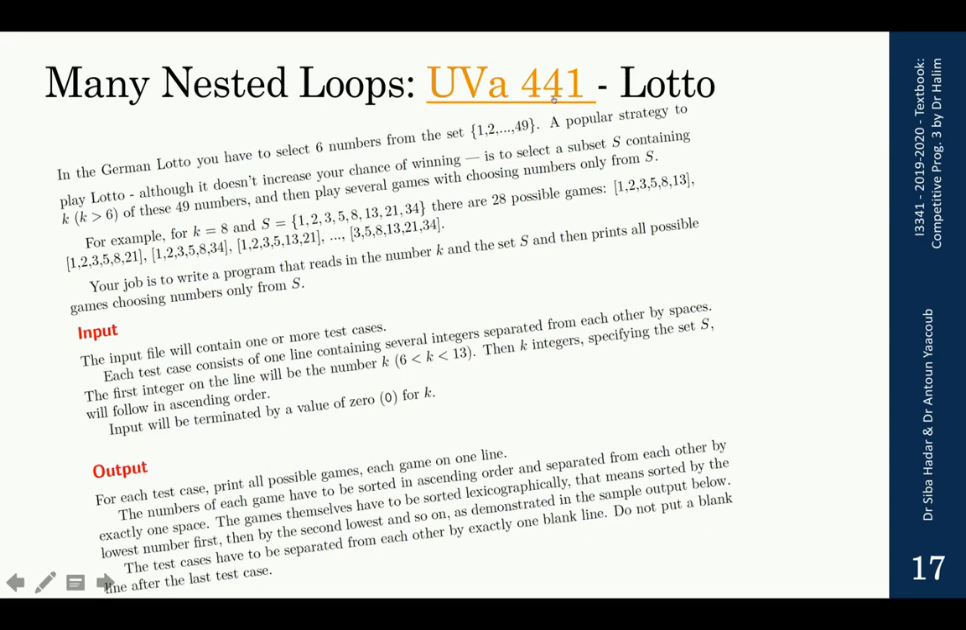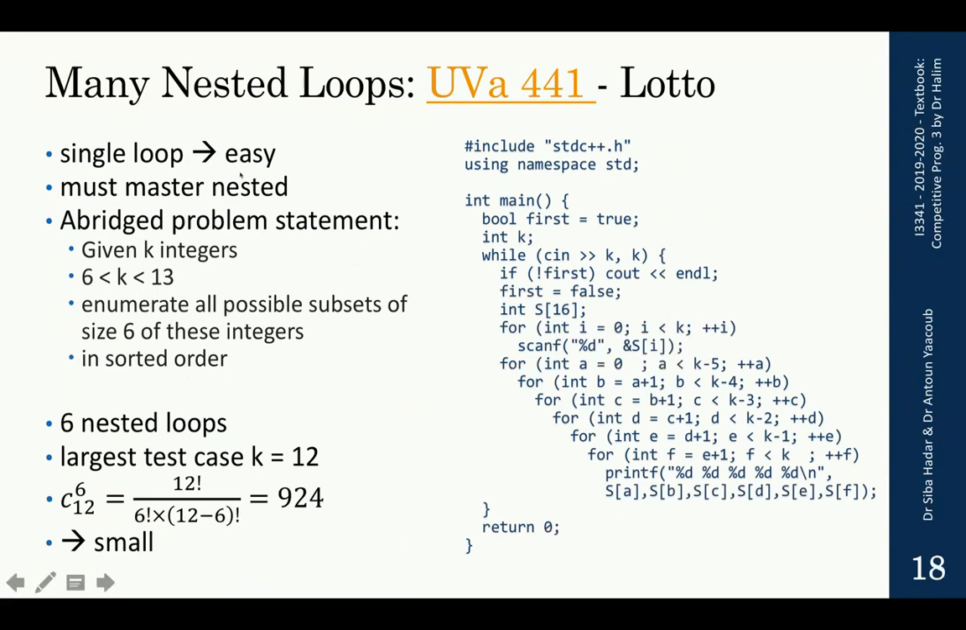We have the UVA 441, which is called Lotto, and which states that we can take a subset of a given set and choose 6 numbers among them. So the simple loop is easy, and you must master the nested loops, which I am sure you do. The abridged problem statement is: given k integers, where k is less than 13 and of course greater than 6.